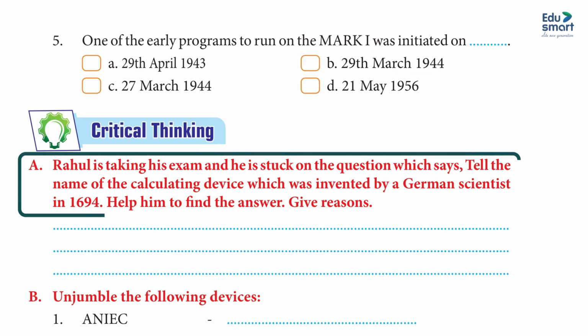A. Rahul is taking his exam and he is stuck on the question which says, tell the name of the calculating device which was invented by a German scientist in 1694. Help him to find the answer. Give reasons. Answer: the German scientist Gottfried Wilhelm Leibniz created the step reckoner, sometimes referred to as the Leibniz calculator, in 1672 and finished it in 1694.